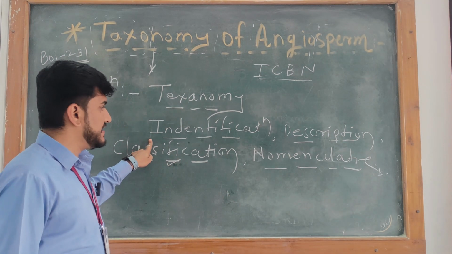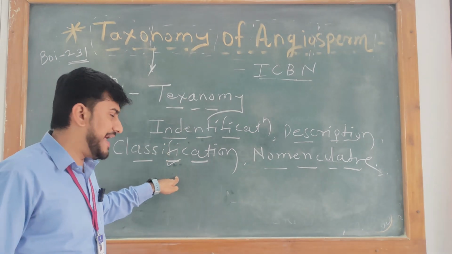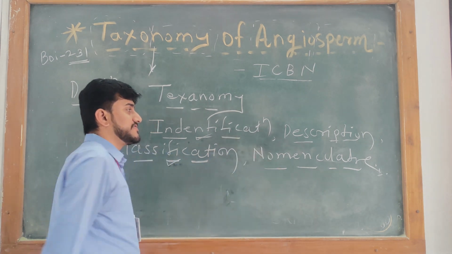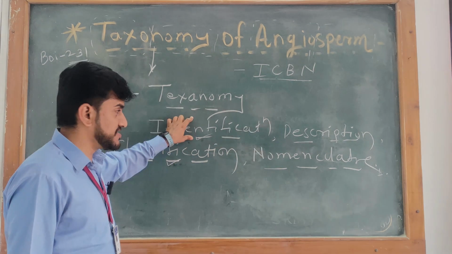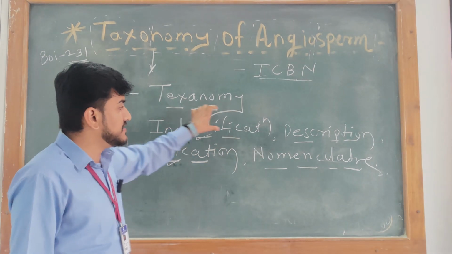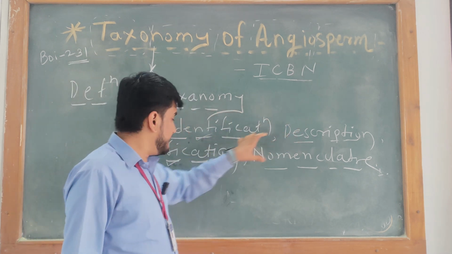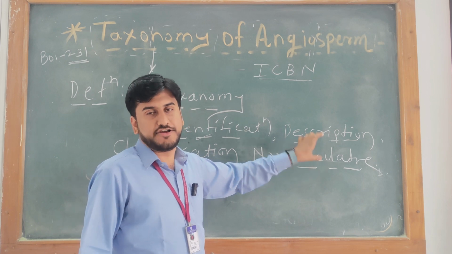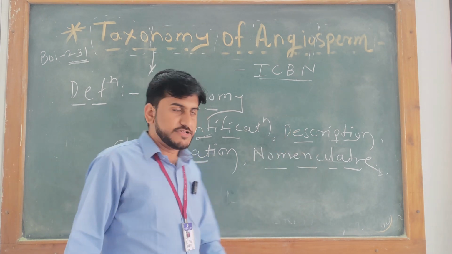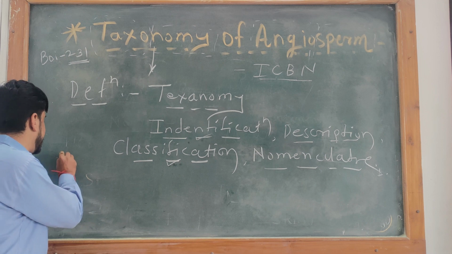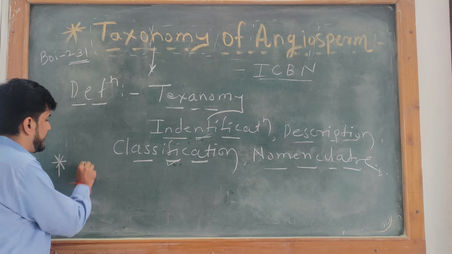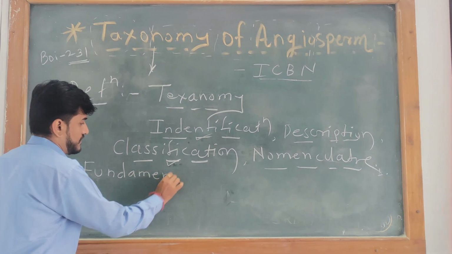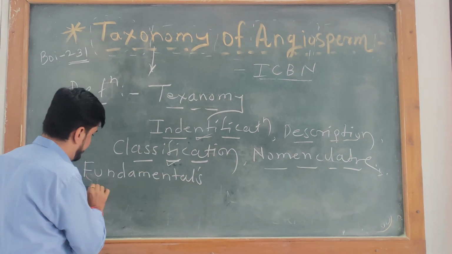So this is the definition of plant taxonomy. Plant taxonomy is the branch of botany which deals with the study of identification. First you have to identify the plant, second is the description, third is the classification, and fourth is the nomenclature of the plant. Okay, so the next point mentioned in the syllabus is the fundamentals of taxonomy.